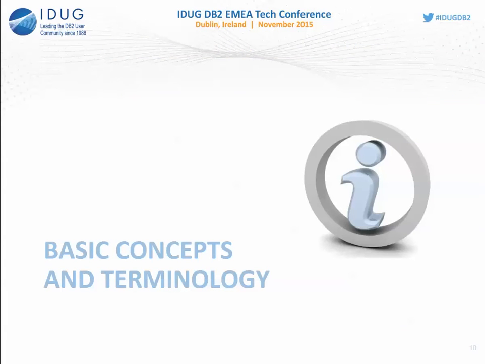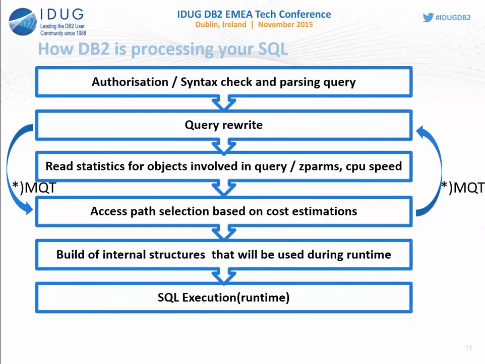Okay, so let's start from the basics, just to set the level. So how does DB2 process your query? This is a very easy concept actually. First we check the syntax, we check the authorization, and then we try to do the query rewrite. Query rewrite is kind of an automatic way that we detect some patterns that we can replace with some other choices, with some other predicate combinations.